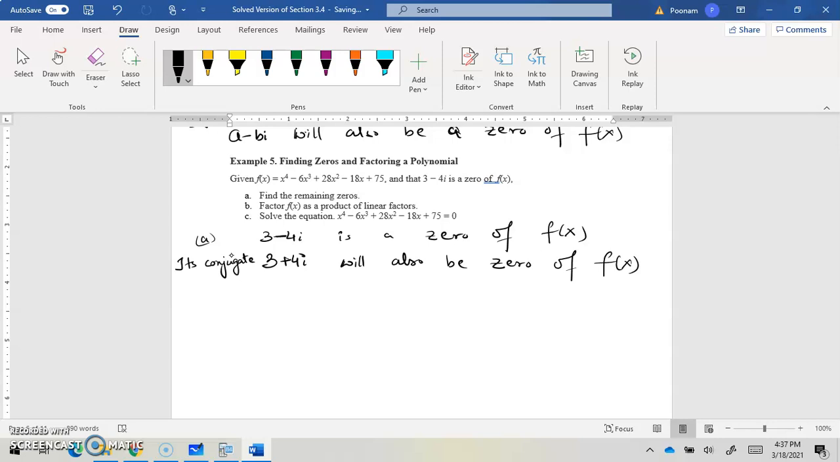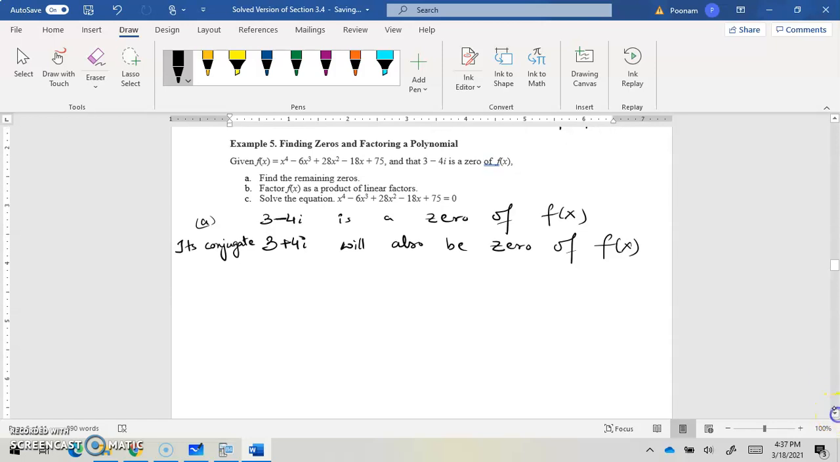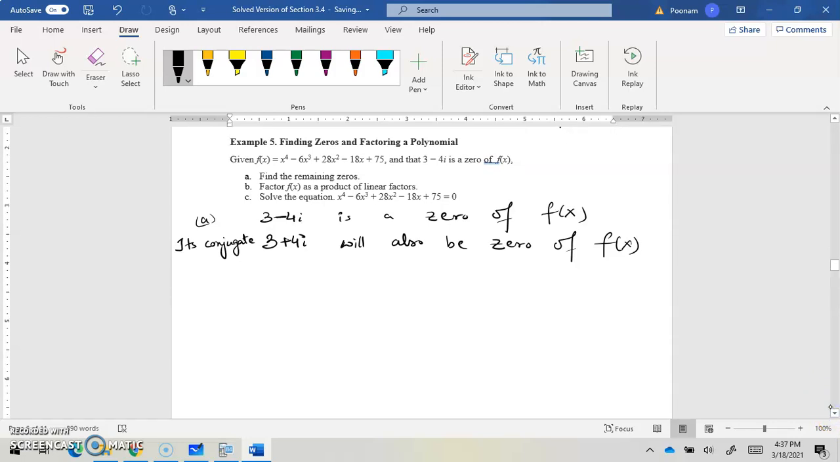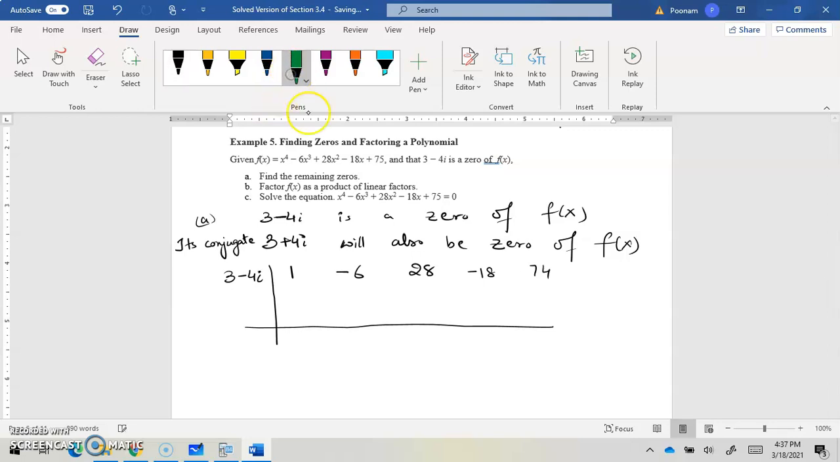Now we already have two zeros. The degree of the polynomial function is 4, so there will be a total of 4 zeros. If 3 minus 4 iota is a zero, how can we find all the other remaining zeros? We already have 2, so we have to find 2 more. Let's reduce the polynomial. Let's write the polynomial and divide it by the factor coming from 3 minus 4 iota. So I am going to write 3 minus 4 iota here and do the synthetic division.